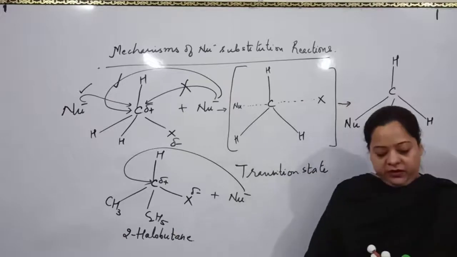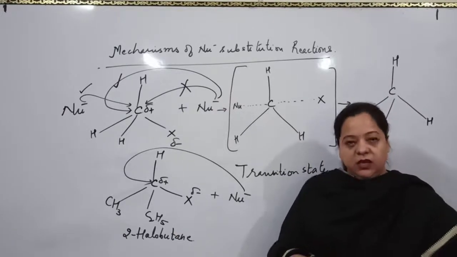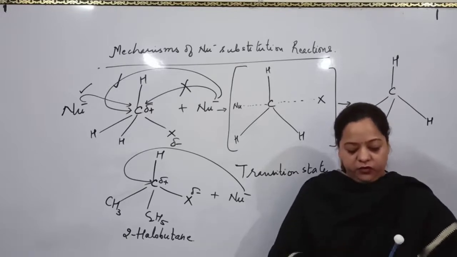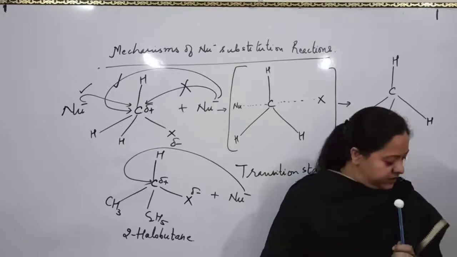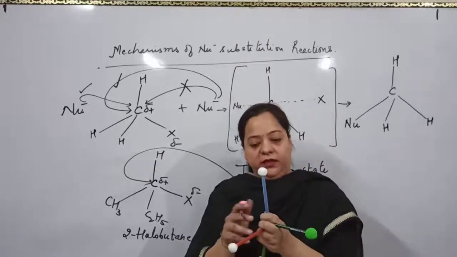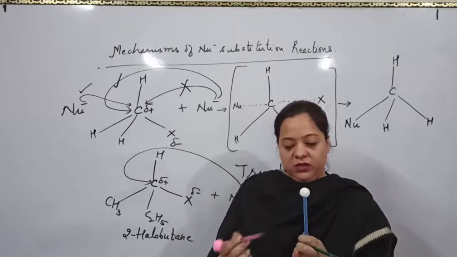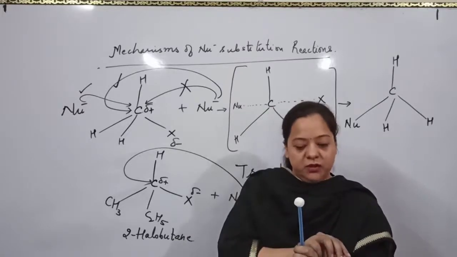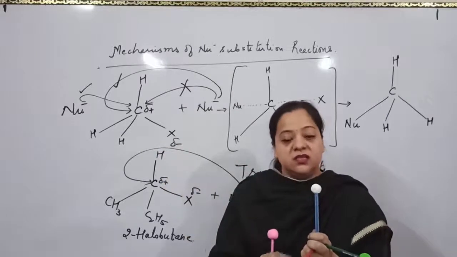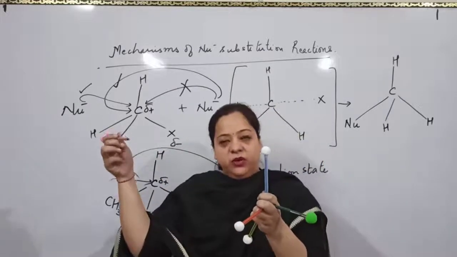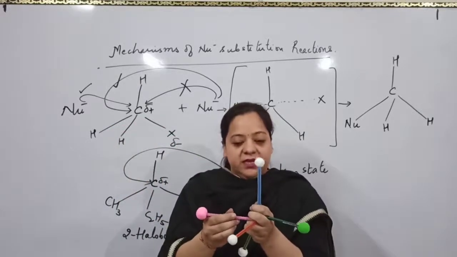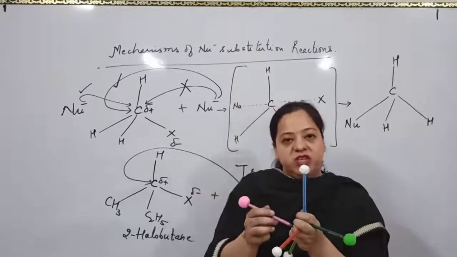Now let's consider a tetrahedral structure. In my fist is the central carbon atom, which is tetrahedrally surrounded by 4 groups. Suppose these are the 3 H atoms. This is the halogen, the leaving group, and the incoming nucleophile, and as these groups are the smaller groups, the incoming nucleophile can attack from the opposite side, and there will be simultaneous bond formation and bond breaking.